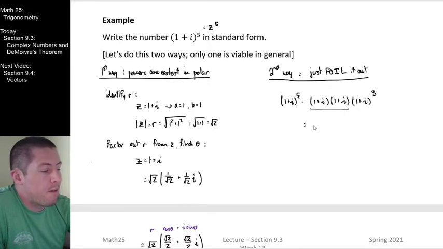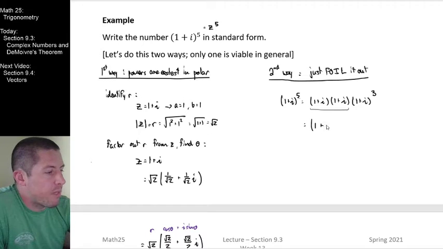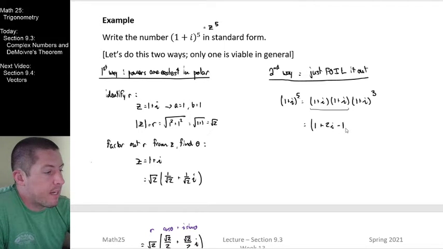So first, 1 times 1 is 1. Inner says 1 times I is I. Outer, 1 times I is I. So I'm going to get plus 2I. Last says I times I, which is negative 1. And so I'm going to get a negative 1 there. And this is times 1 plus I cubed.